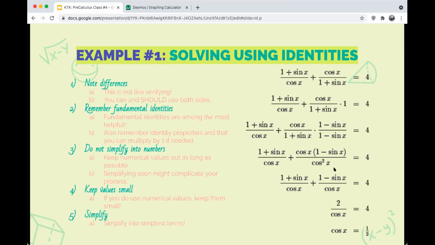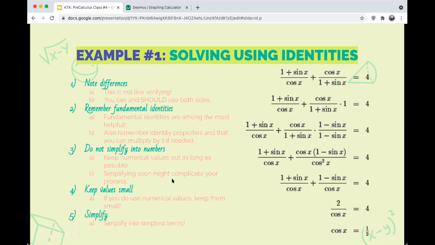Number 2 is to remember your fundamental identities. They are among the most helpful. Also remember identity properties, and that you can multiply by 1 if needed. And you see that in the third step here. They broke down 1 into 1 minus sine x over 1 minus sine x, which can really make things a lot easier. And that gives you here 1 minus sine squared theta, which they simplified into cos squared theta. And so again, there's your fundamental identity, your Pythagorean identity.